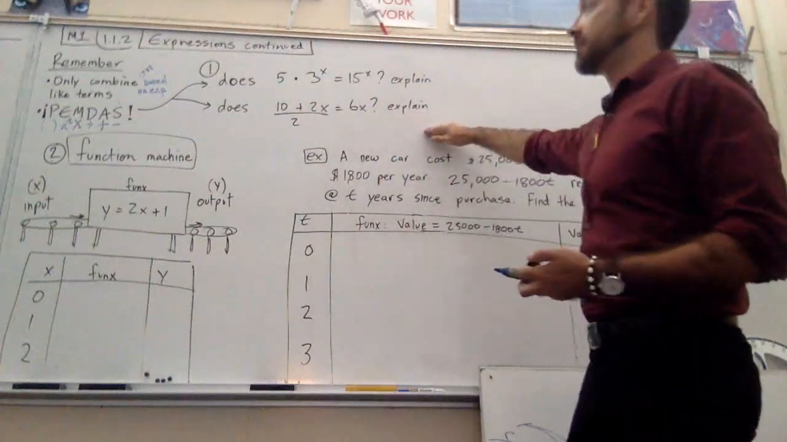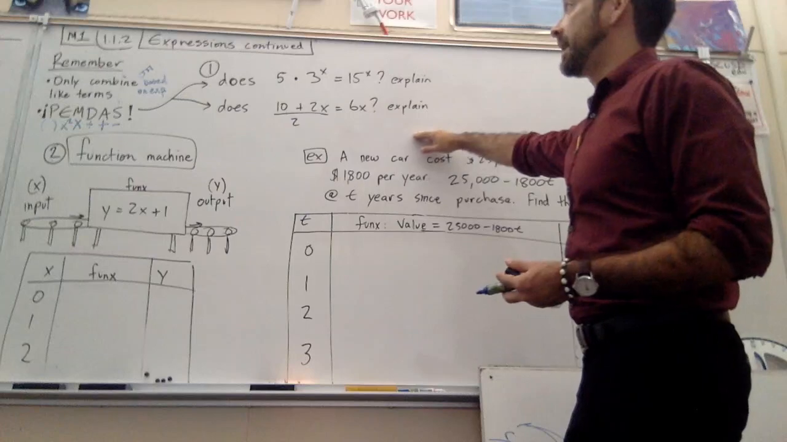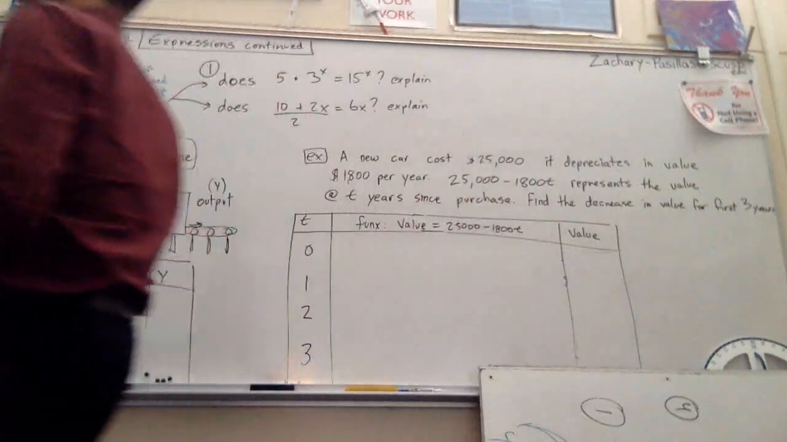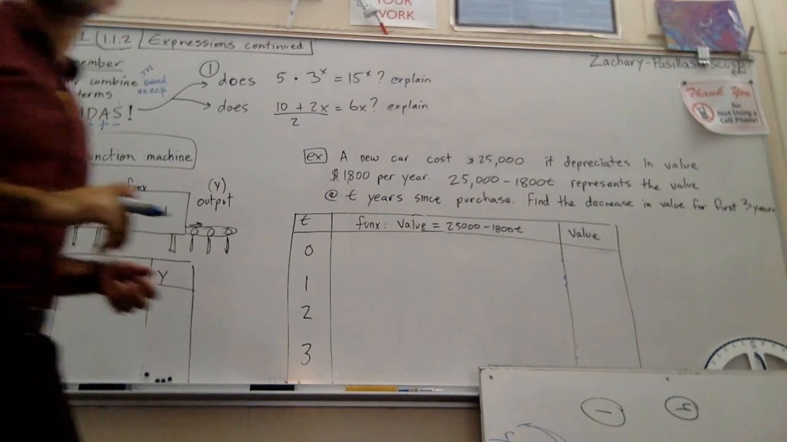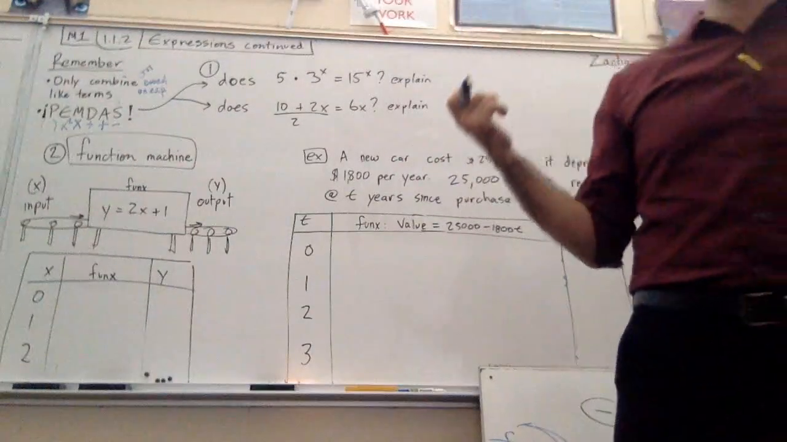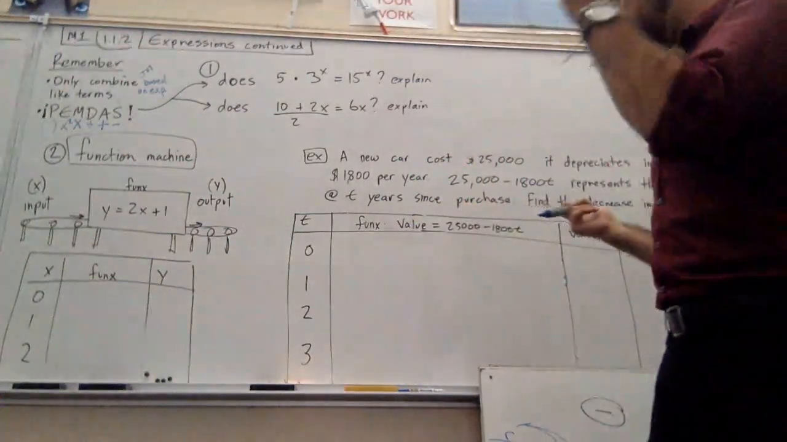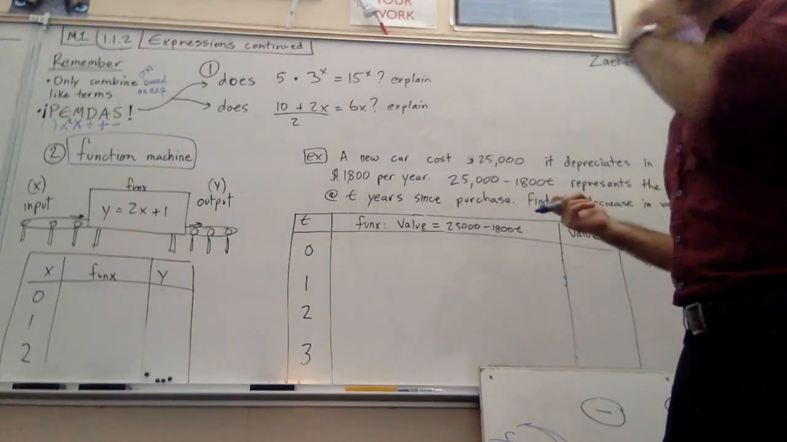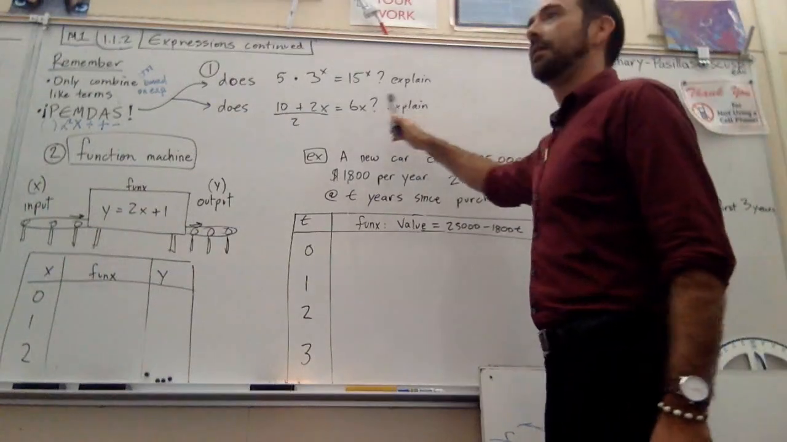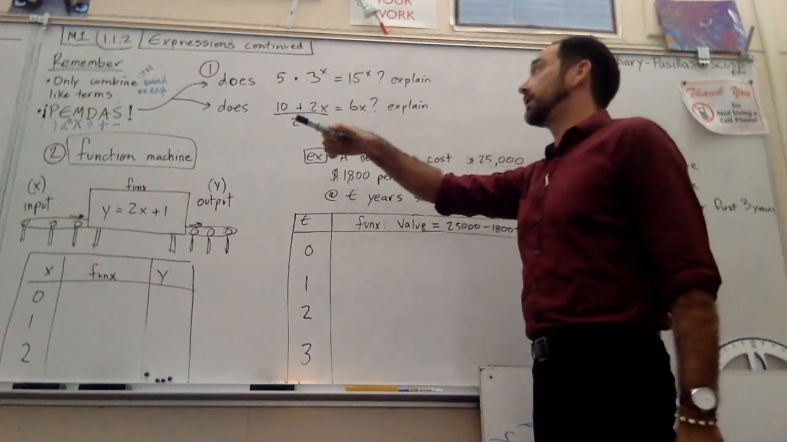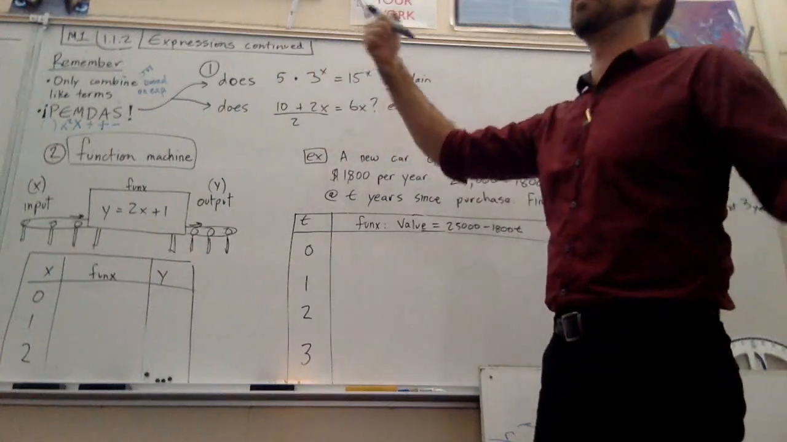I'll give you 30 seconds. First look at it and tell your neighbor, is that correct? And tell me why. All right. I'll just take a volunteer. Who feels pretty good about this? Yes. Alondra. No, because the 10 and the 2x are not like terms. Good. Could we multiply those two together? Could we multiply 10 and 2x?